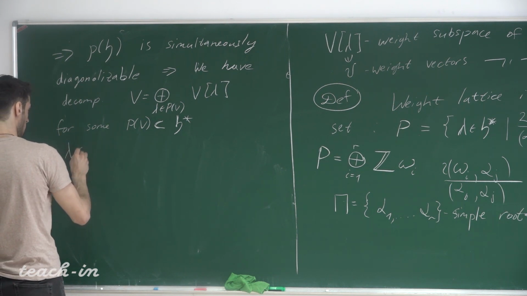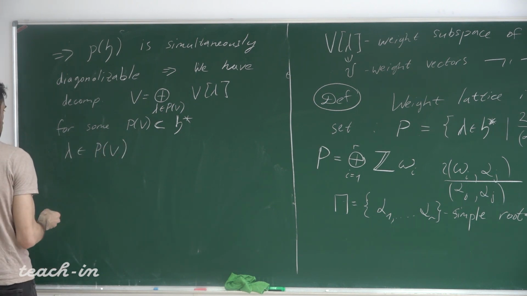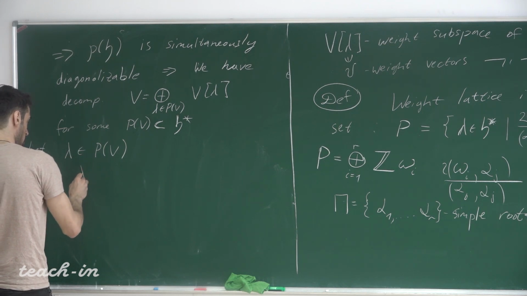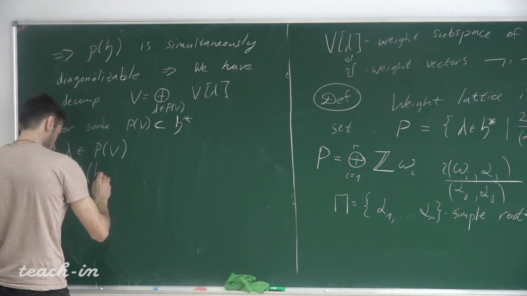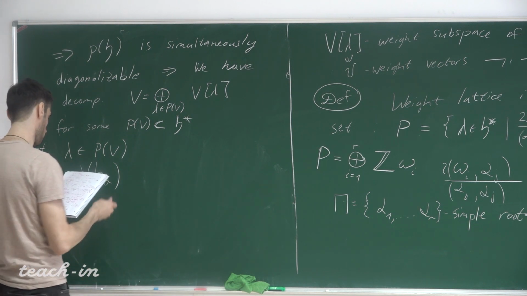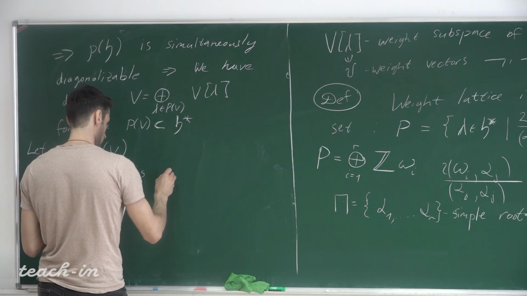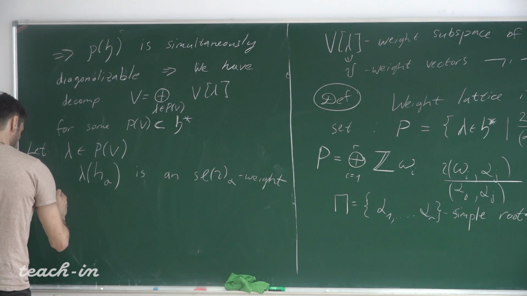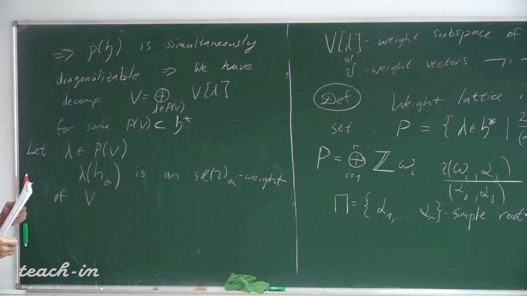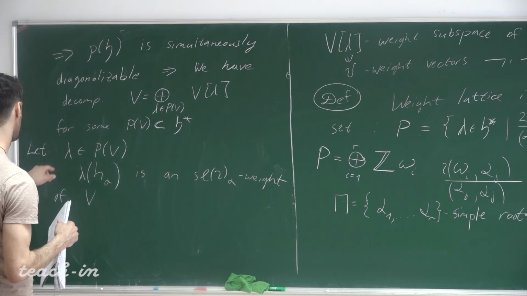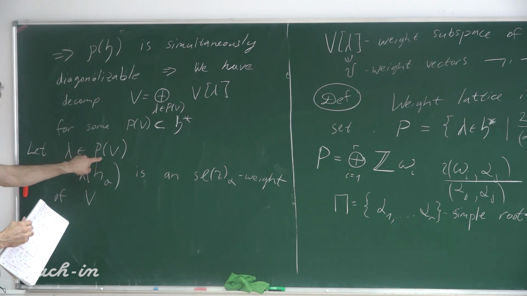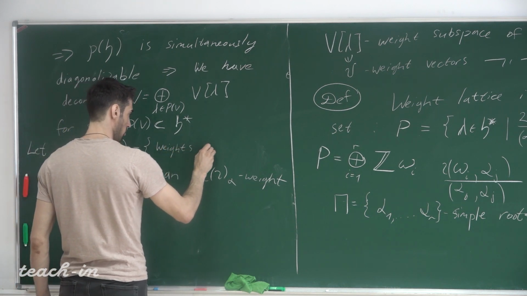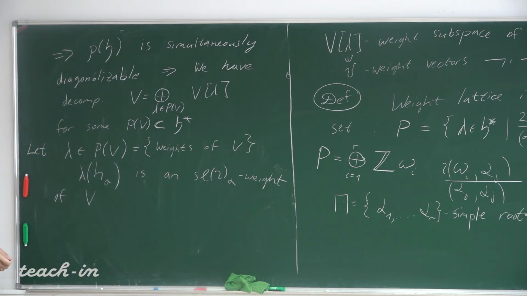Let me take some lambda from P of V. Then if I consider this number, so this is some number, I claim that this is an SL2 alpha weight of the SL2 alpha representation V. Since I chose lambda from this set, which is the set of weights of V, I don't want to include anything more here.